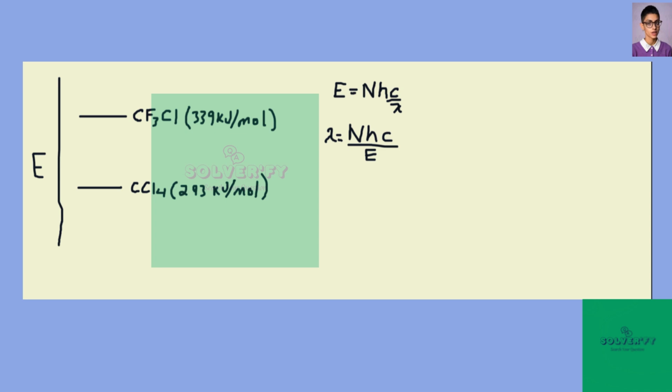All right, guys, we're doing problem number 18 of chapter 18 in Chemistry Essential Science. In CF3Cl, the C-Cl bond dissociation energy is 339 kilojoules per mole. In CCl4, the C-Cl bond dissociation energy is 293 kilojoules per mole. What is the range of wavelengths that can cause a C-Cl bond to rupture in one molecule but not the other?